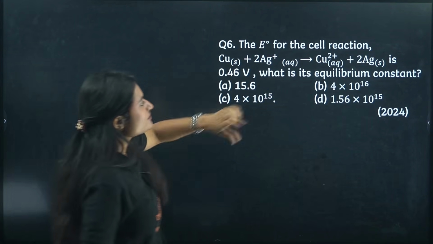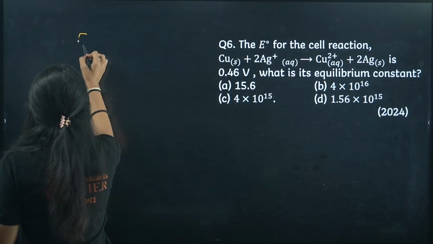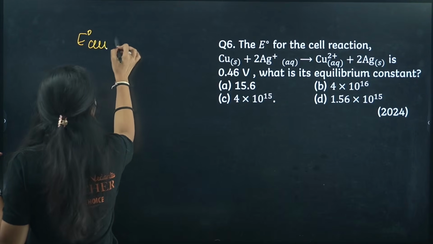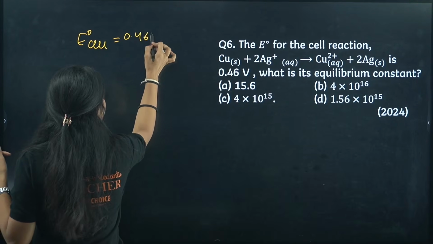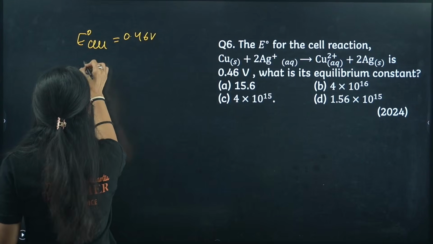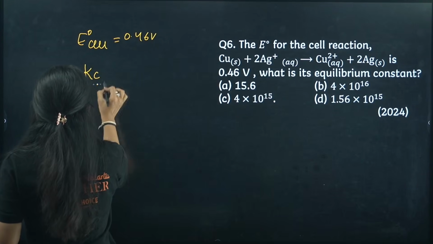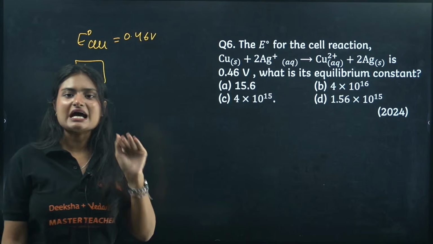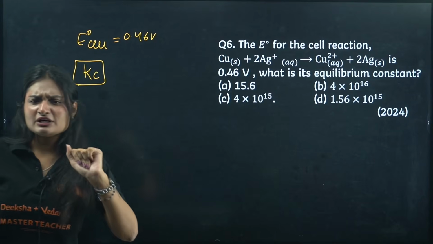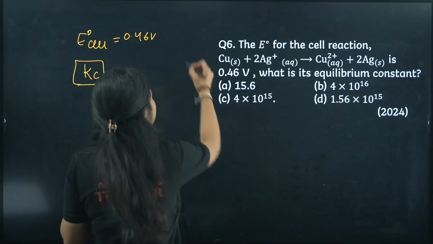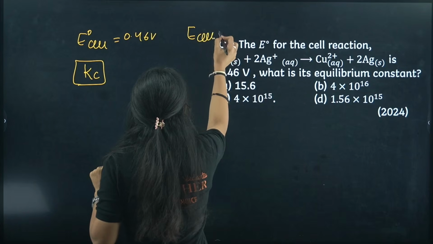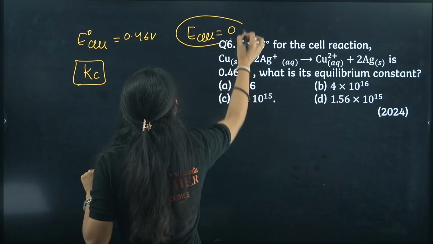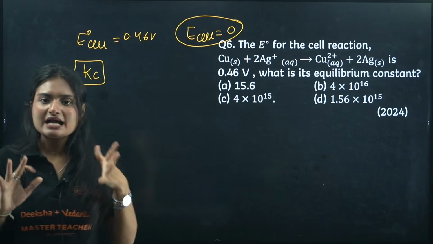So the E naught value for this reaction is this. E naught cell equals 0.46 volt. We need to find the equilibrium constant. Now we know there is a relationship between equilibrium constant and E naught cell. Tell me one thing, which quantity is 0? Yes, E cell is 0 at equilibrium. E cell is always 0 at equilibrium.